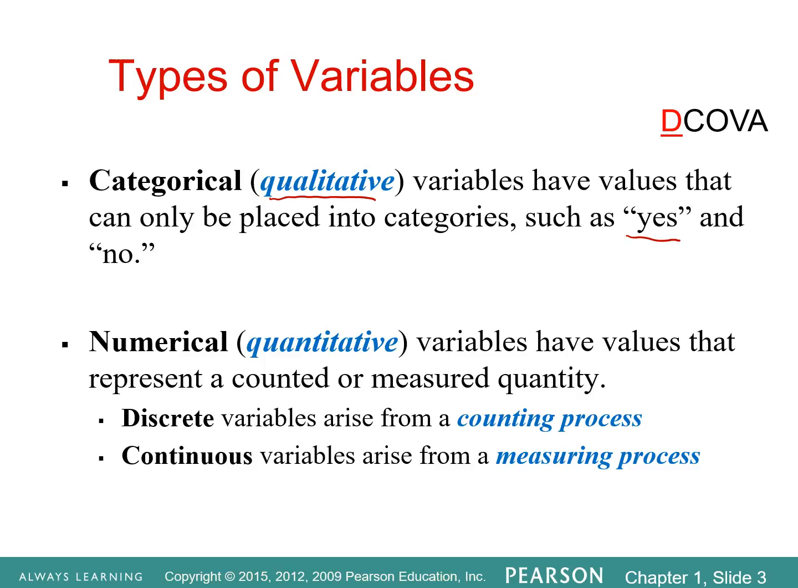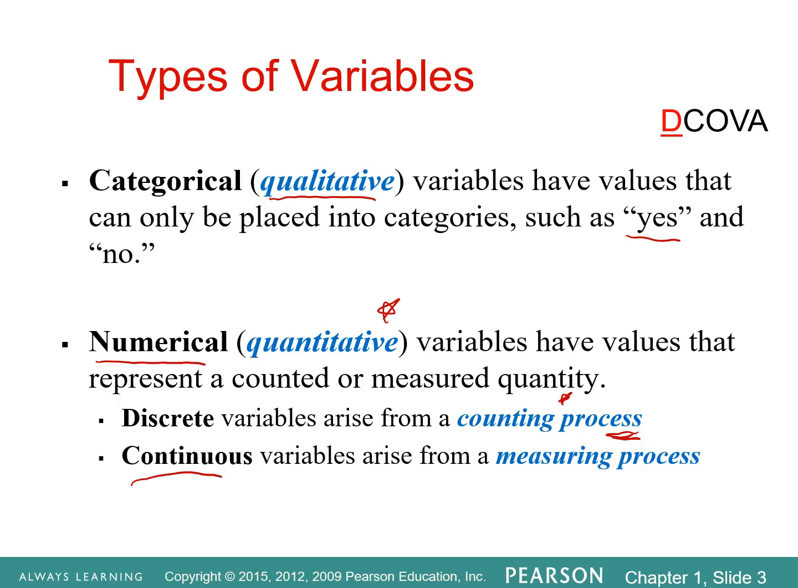The second type of data is numerical. Okay, this is quantitative. This typically deals with numbers, variables that have values. So for example, discrete is a counting process. For example, a discrete type of data would be how many televisions do you have in your home, or how many cell phones are in your family household. Okay, that's a counting process, right? We have to count it.